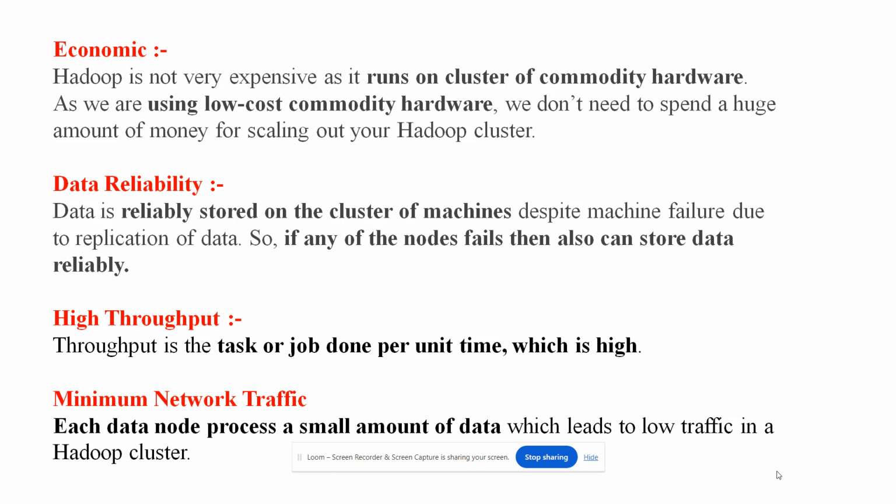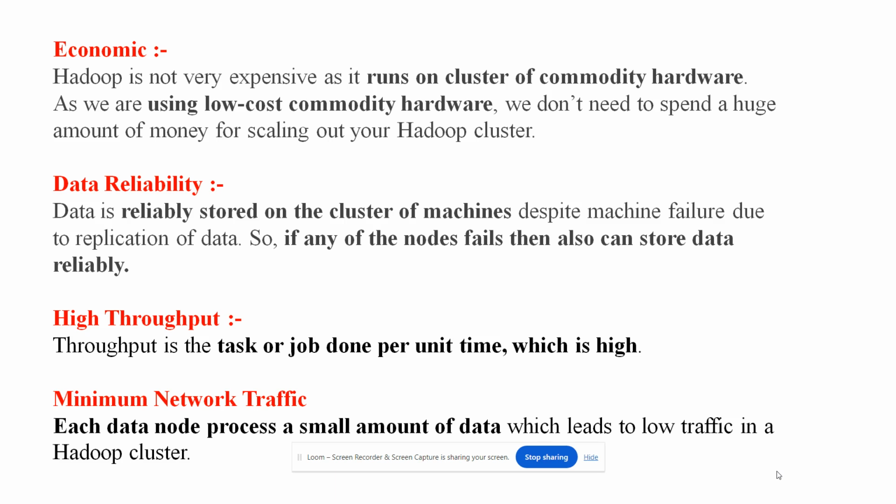Data reliability. Data is reliably stored on clusters of machines. Replica generation means machine failure does not affect you. If any one of the nodes fails, you can still get the data from some other device. So it is reliable.